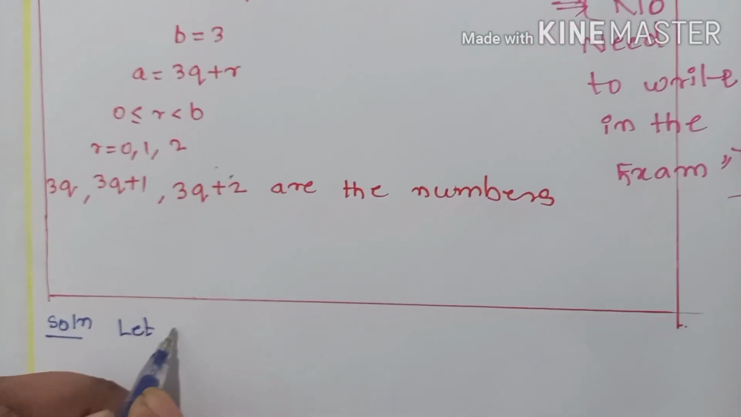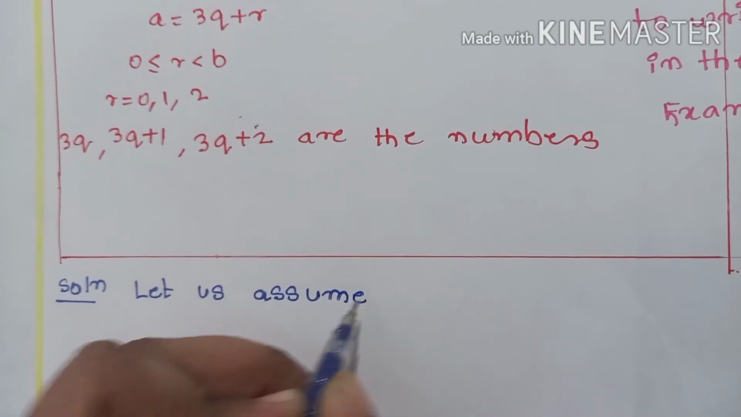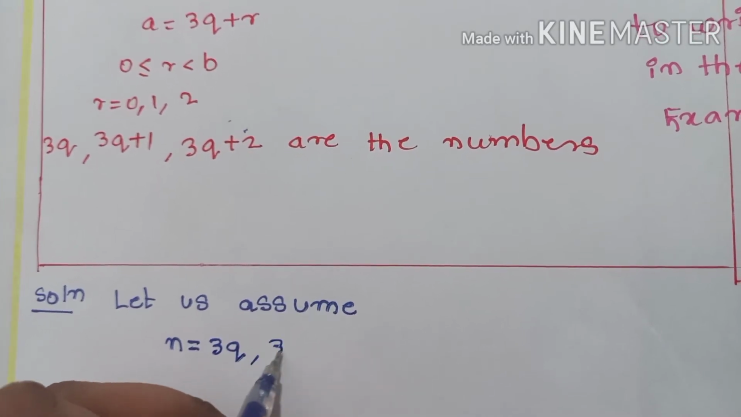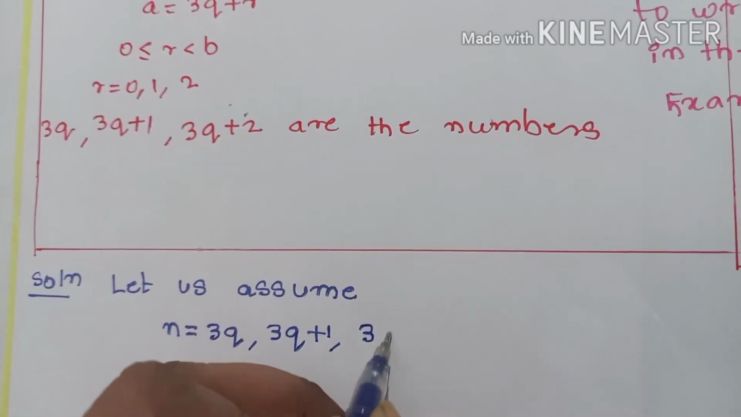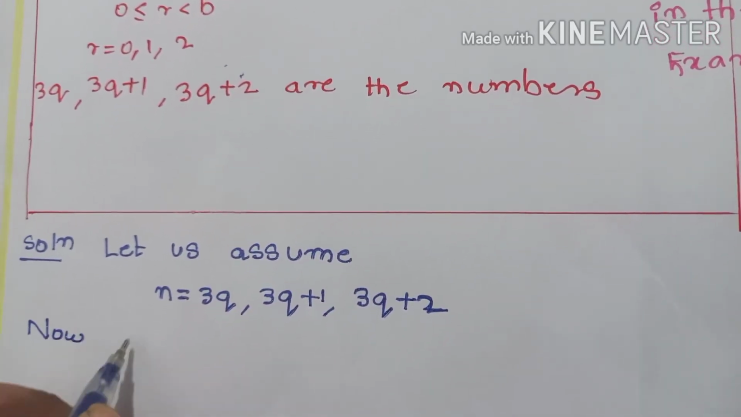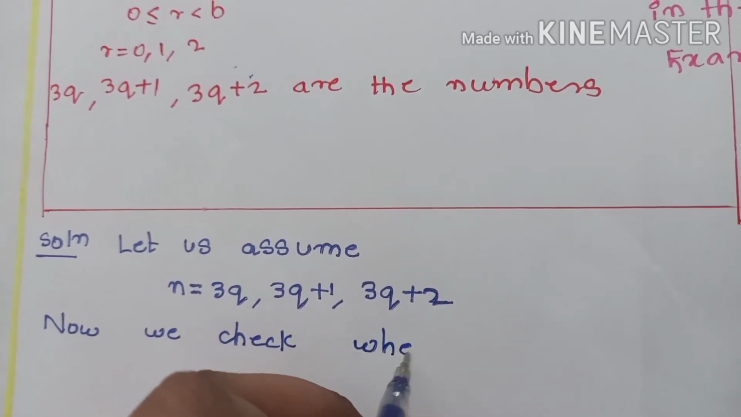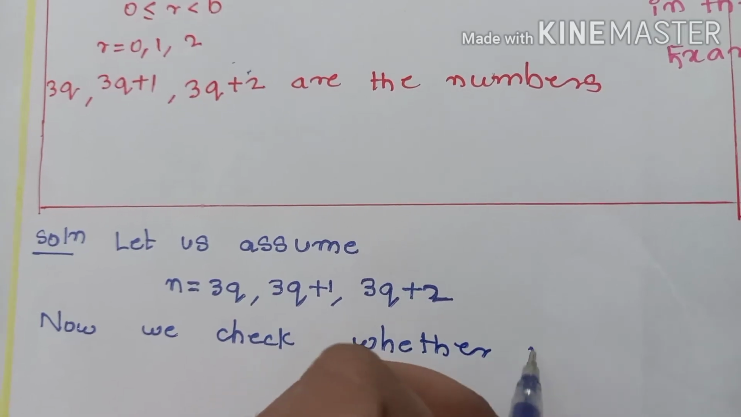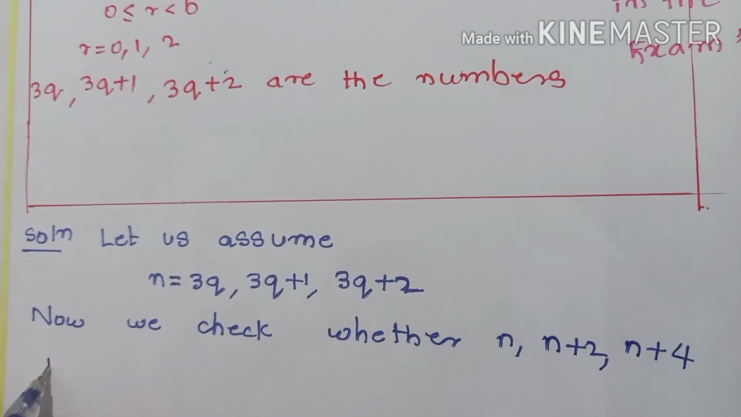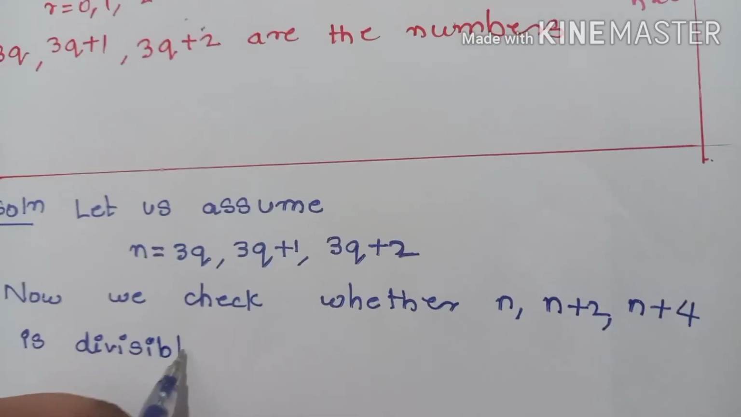Let us assume n. Now the variable is n. The numbers are 3q, 3q plus 1 and 3q plus 2. Now we check whether n, n plus 2 and n plus 4 is divisible by 3 or not.